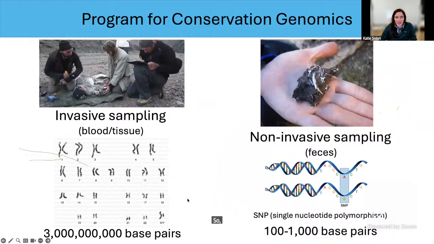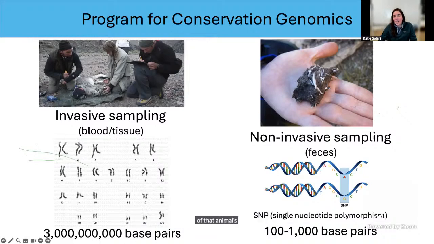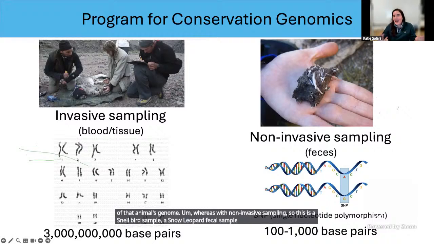So there's lots of differences though between invasive sampling and non-invasive sampling. As I alluded to, with invasive sampling, blood or tissue samples, you can really get all the information you would ever want from a sample. You can get the whole genome. So it's reasonable to assume that you're going to be able to sequence all 3 billion base pairs of that animal's genome. Whereas with non-invasive sampling, so this is a snow leopard fecal sample that I found in the field when I was doing work.